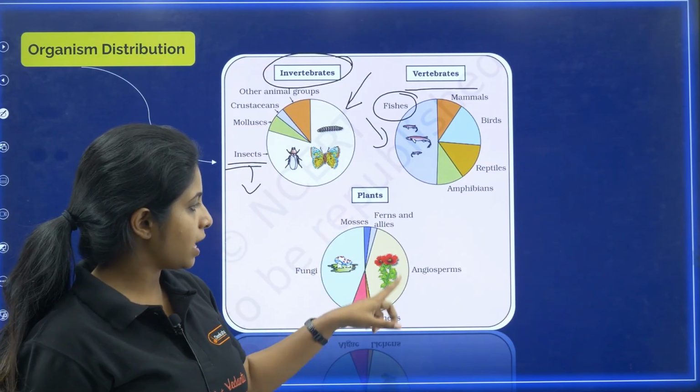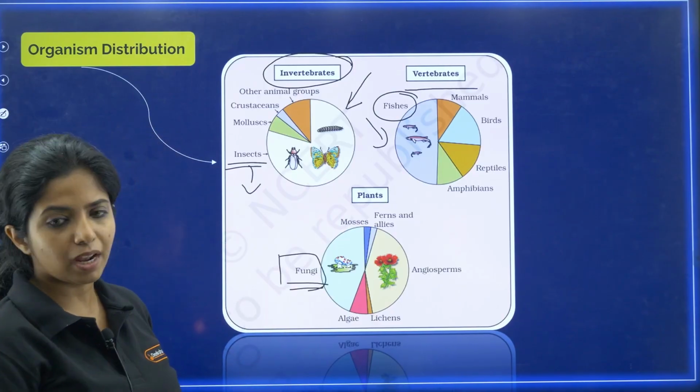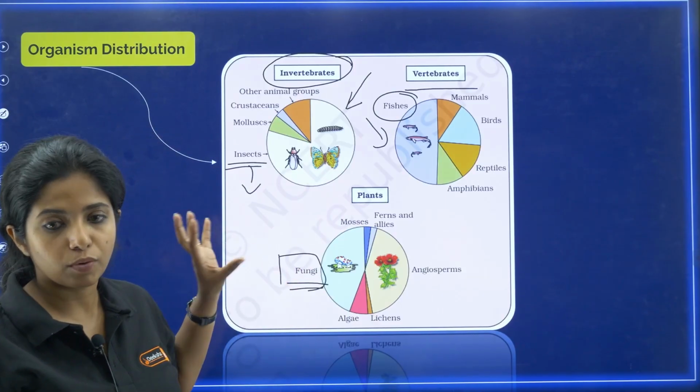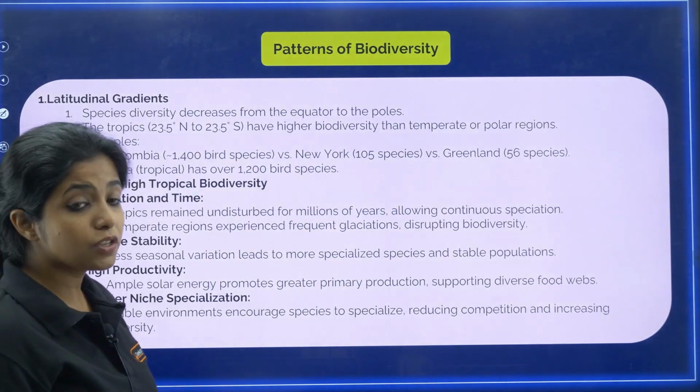Now if you talk about plants, which we have over here, if you talk about fungi, over here fungi, I don't know why they have put it with plants, but yes, fungi utilizes the most amount of part. Cool. Going ahead, we have patterns of biodiversity.